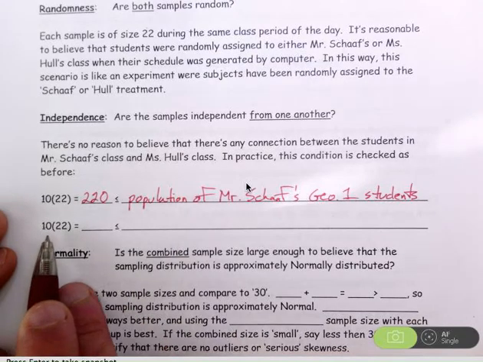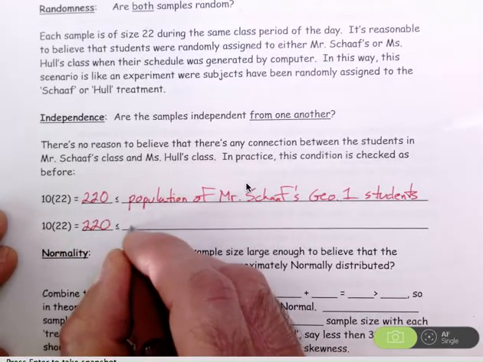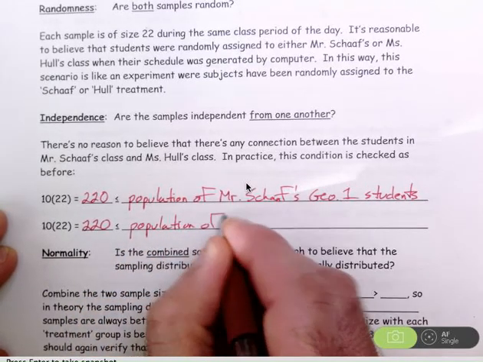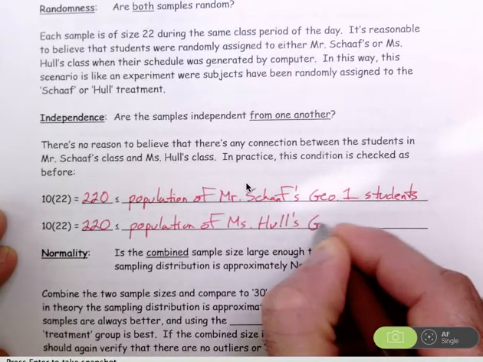So same thing for Ms. Hull, 10 times 22, 220. Again, that would be less than or equal to the population of Ms. Hull's Geometry 1 students.